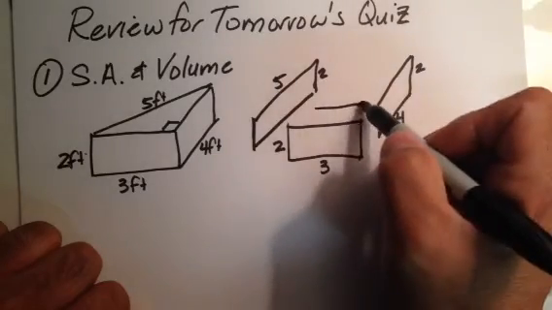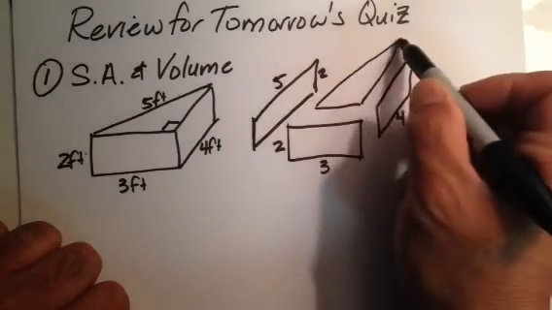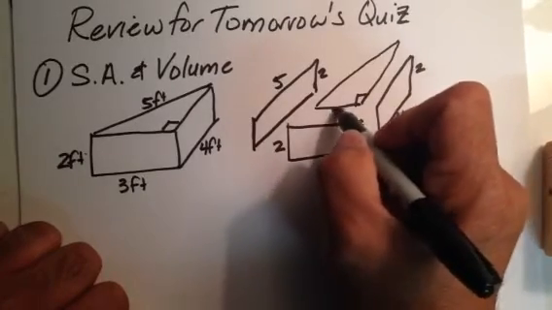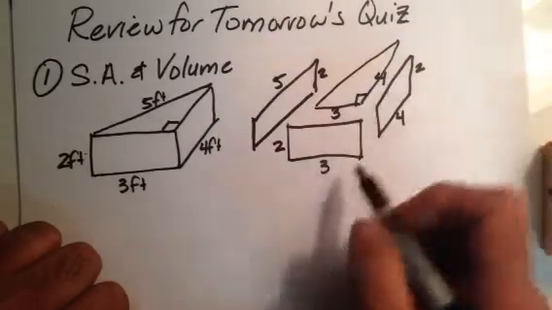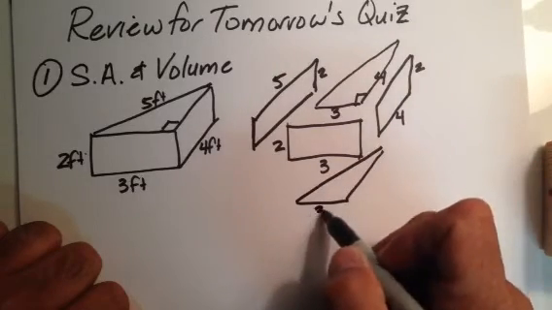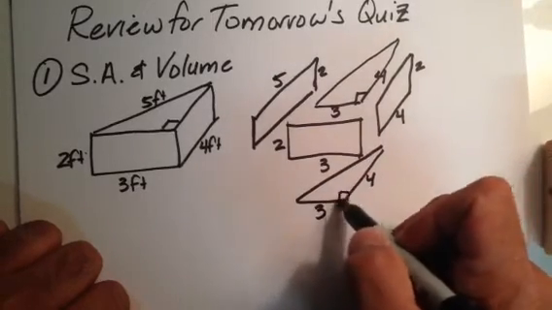The top face is a triangle that has a base of 3 feet and a height of 4 feet. And same with the bottom triangle. Base of 3 feet, height of 4 feet.